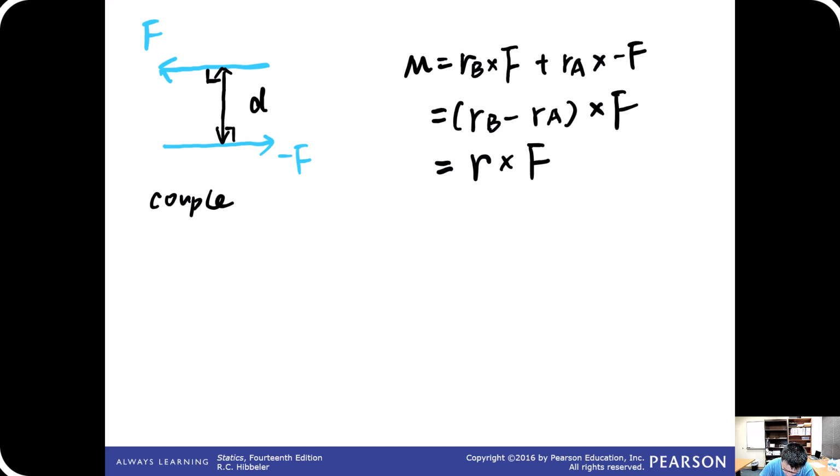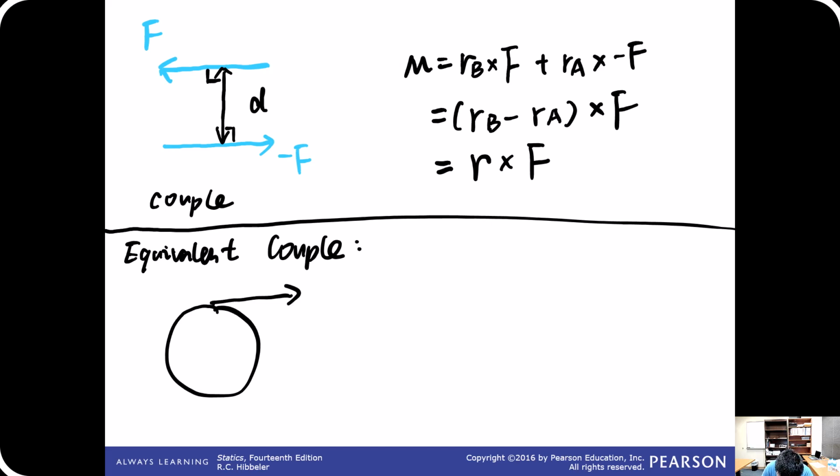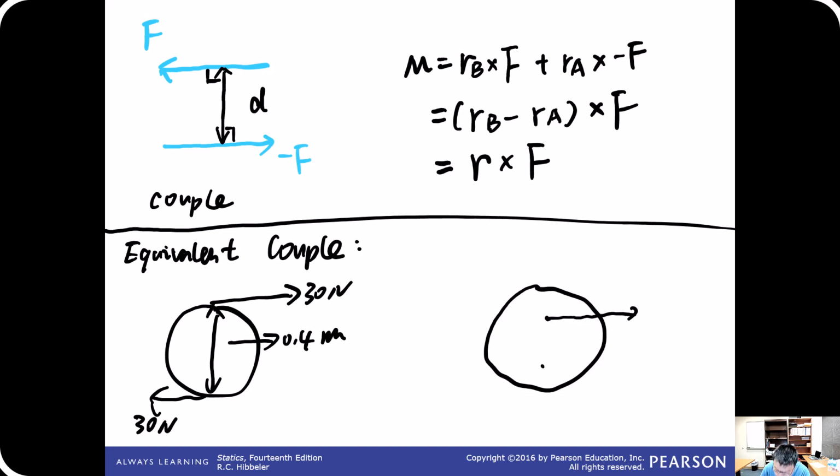So what's an equivalent couple? Suppose here is a wheel. You have two forces, which are 30 Newton and 30 Newton, and the distance is 0.4 meter. And you have another same wheel, but the force acting on this point is 40 Newton and another 40 Newton, and the distance is 0.3 meter.